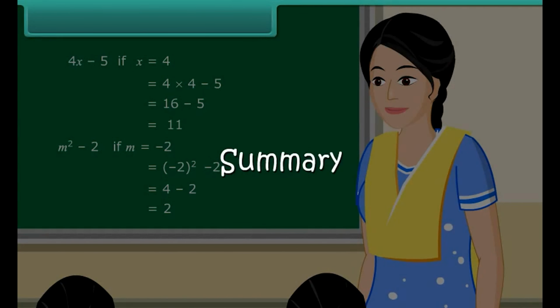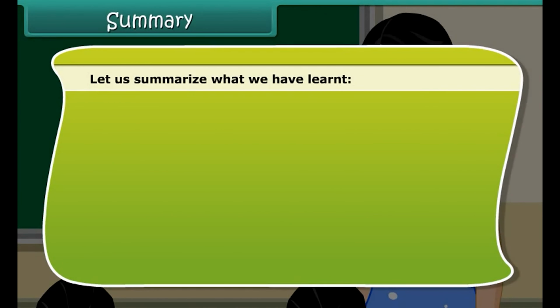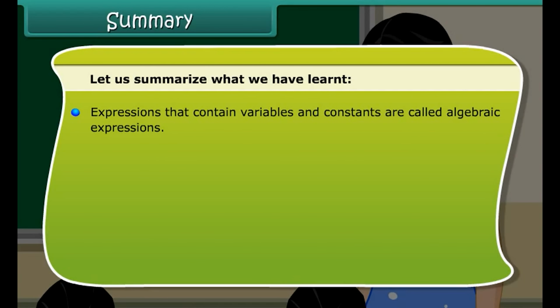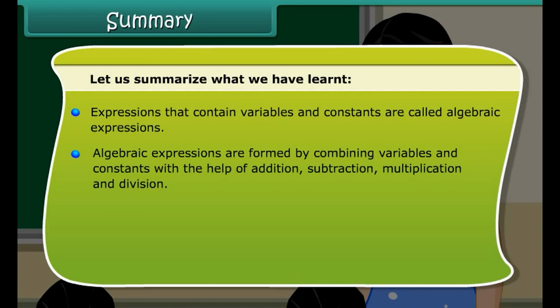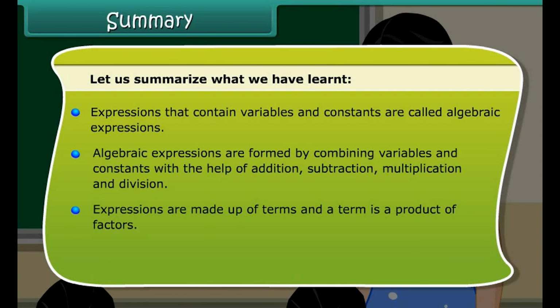Summary. Let us summarize what we have learned. Expressions that contain variables and constants are called algebraic expressions. Algebraic expressions are formed by combining variables and constants with the help of addition, subtraction, multiplication and division. Expressions are made up of terms, and a term is a product of factors.